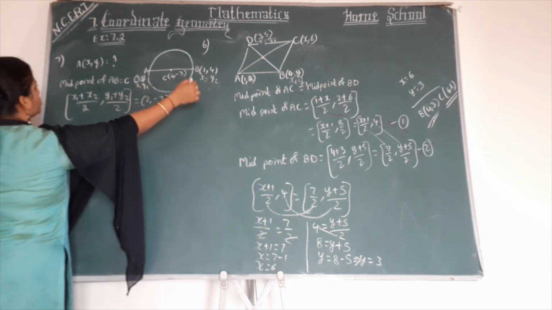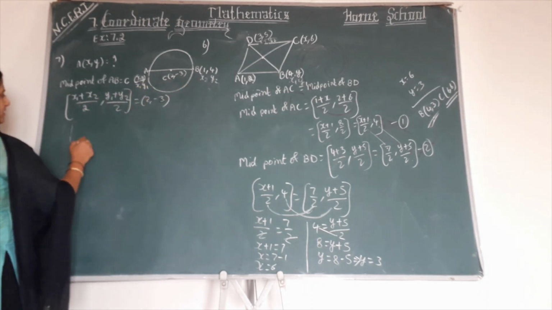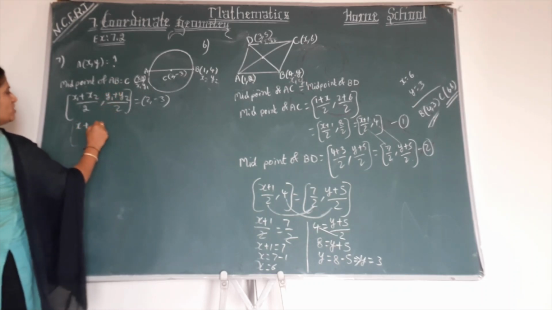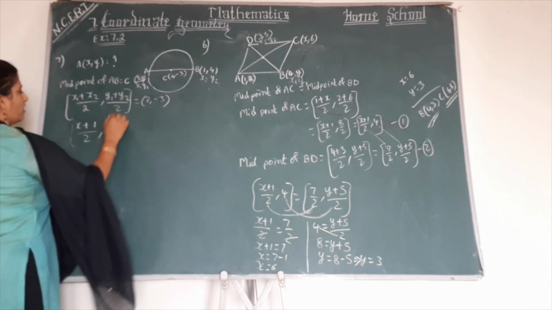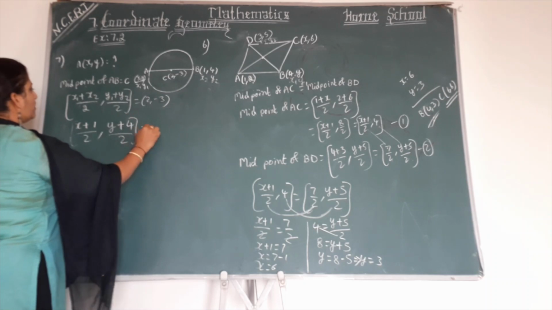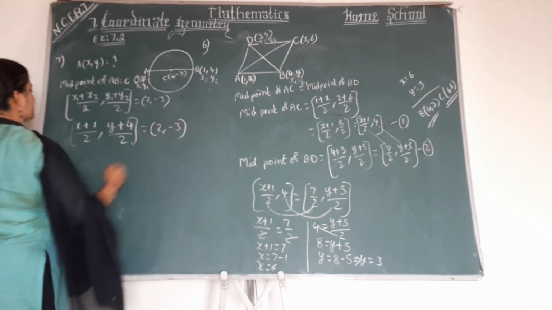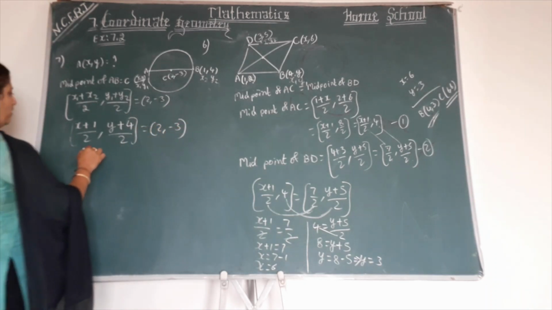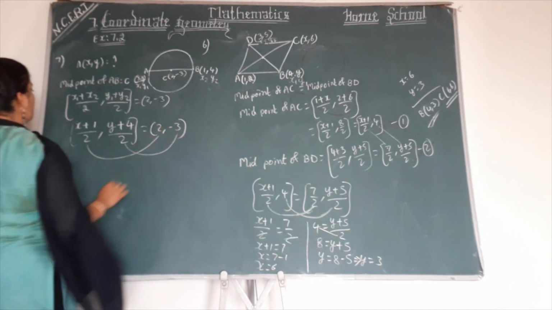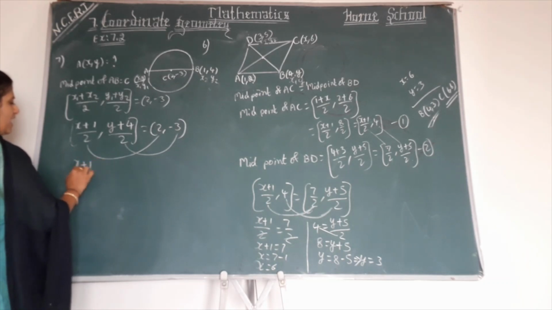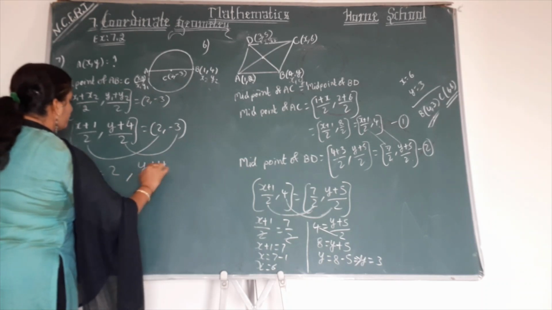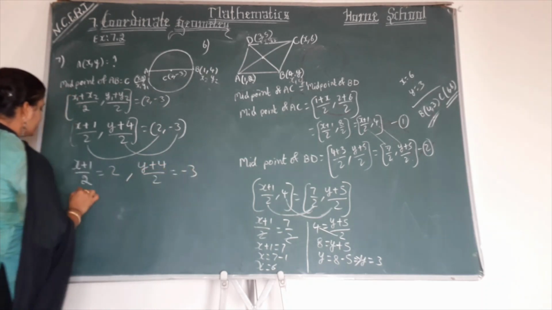X1, Y1, X2, Y2. Substitute here: X1 value is X and X2 value is how much? 1, over 2, comma. Your Y1 value is Y and your Y2 value is 4, over 2, is equal to (2, -3). Okay. So now what are you going to do further? Again, same pattern. You are going to equate (X plus 1) by 2 is equal to 2, comma, (Y plus 4) by 2 is equal to minus 3.